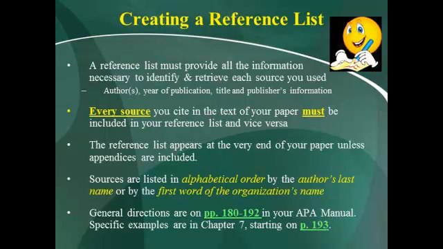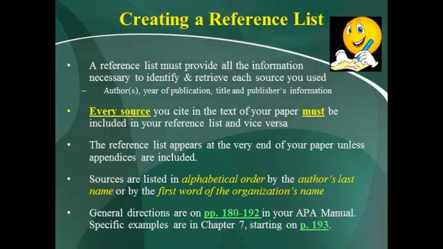Okay, you want to list alphabetically by the author's last name, or the first word, or the organization's name, because in that case, the organization would be the author. General directions are on page 180 through 192 in your manual. Specific examples are in chapter 7 starting on page 193. I highlight these to make this easier for you.